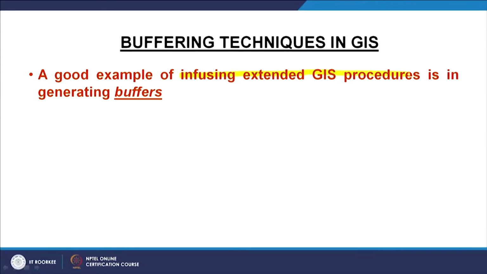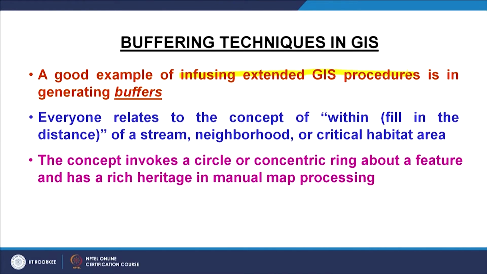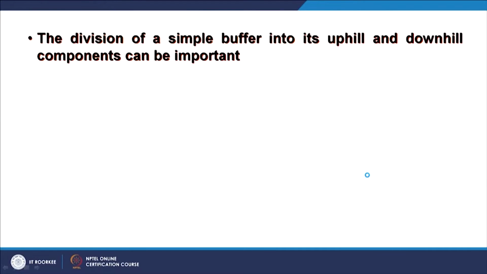So, for that I can infuse some other GIS procedures to create more realistic buffers, by using such impedance. Everything which relates to the concept of within a distance of a stream, neighborhood, or critical habitat area, we can do this buffering. As you have seen, this concept involves a circle or concentric ring about a feature, and that has a rich heritage in manual map processing. So, in that way we can create buffers.